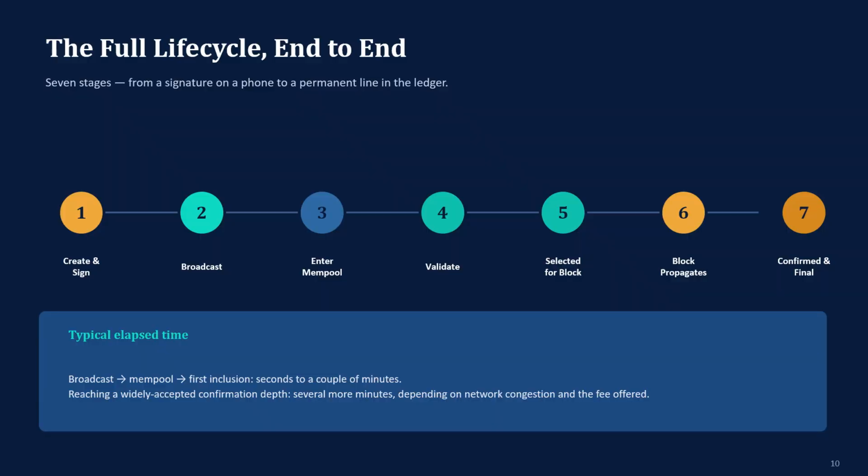Let's zoom back. Create and sign, broadcast, sit in the mempool, get validated, get selected for a block, watch the block propagate, and finally accumulate confirmations. End to end, the first inclusion typically takes seconds to a couple of minutes. Reaching a widely accepted confirmation takes several minutes more, depending on network conditions and the fee you offered.